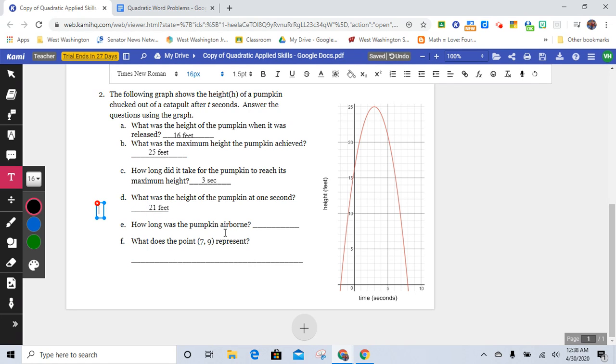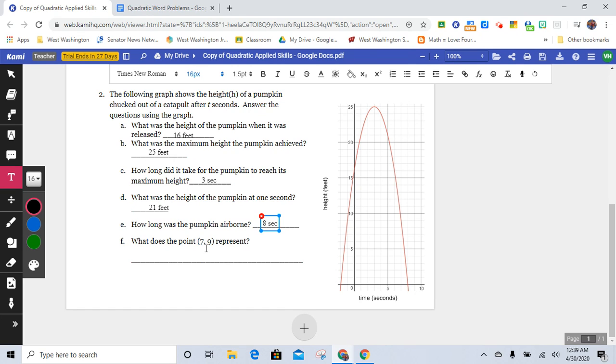How long was the pumpkin airborne? And so that's when we need to kind of interpret this a little bit more, is when did it hit the ground? And in order to hit the ground, that means that the height of the pumpkin would be 0. And so after how many seconds was the height of the pumpkin 0? And if I counted right, that looks like 8 seconds. So after 8 seconds, the pumpkin is going to crash down.